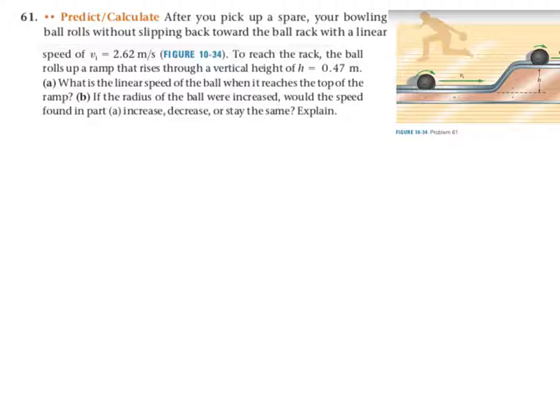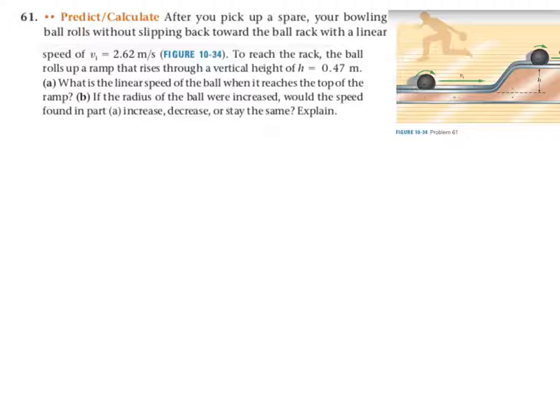Chapter 10, Number 61. After you pick up a spare, your bowling ball rolls without slipping back towards the ball rack with a linear speed of v1 equal to 2.62 meters per second, as shown in the figure. To reach the rack, the ball rolls up a ramp that rises through a vertical height of h equals 0.47 meters. A. What is the linear speed of the ball when it reaches the top of the ramp?